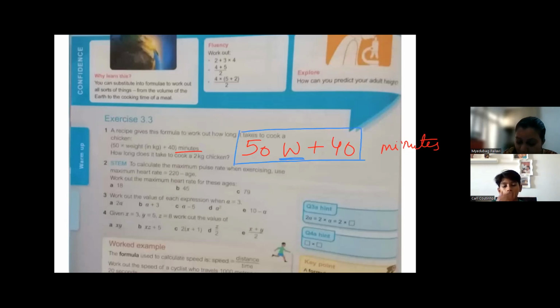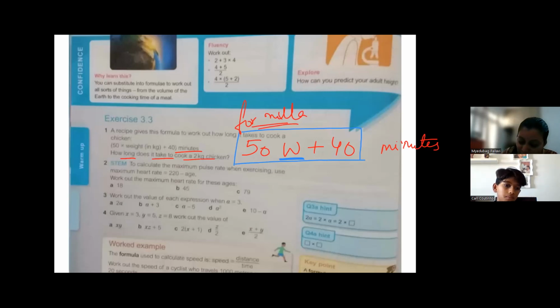Now weight can be different, whatever weight of chicken we have to cook. That weight multiplied by 50, and then adding 40, will give us the time it will take for that chicken to get cooked. This is the formula they have given in the question. And what is asked? How long does it take to cook a 2 kg chicken?